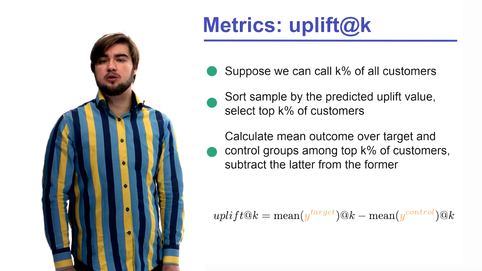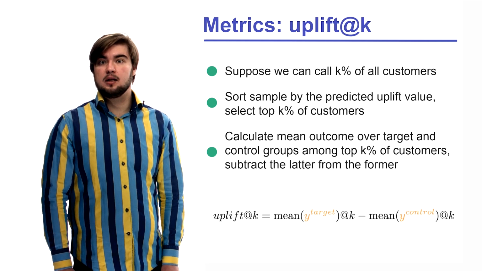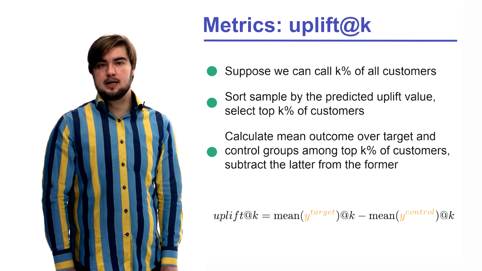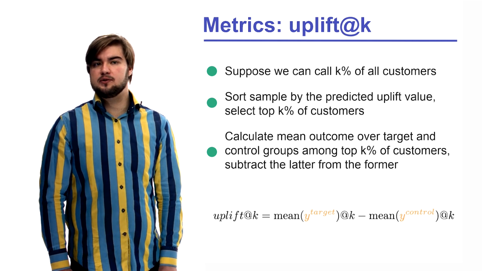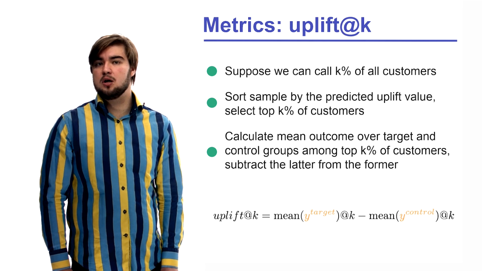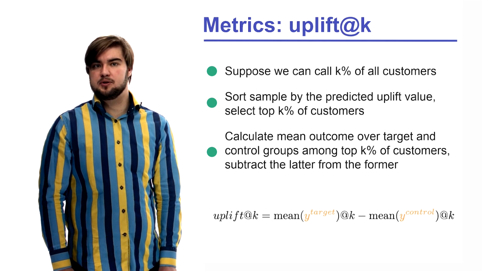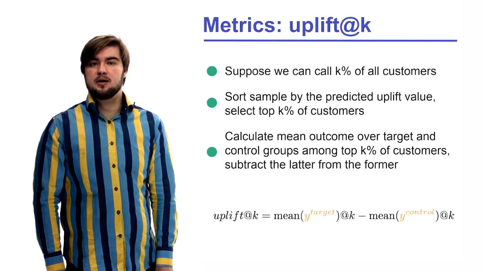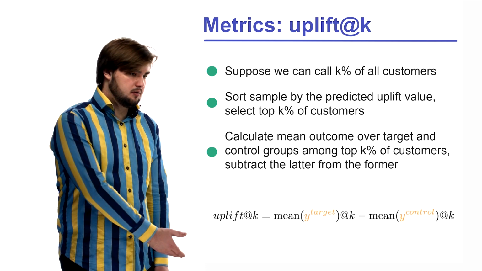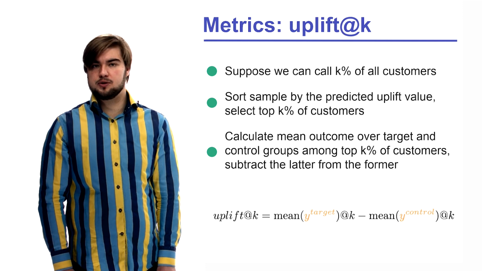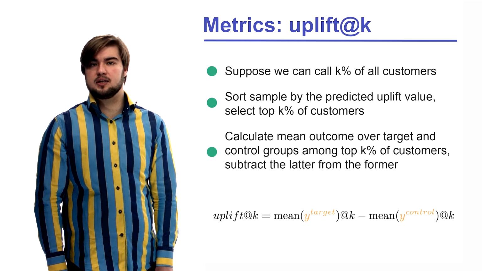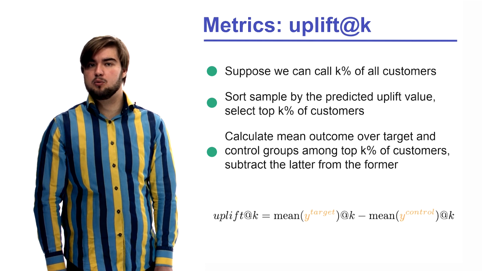Now, let's talk about the quality metrics for uplift modeling. Let's say we know that our call center can call k% of all customers. Then it is reasonable to use the uplift at k metric. To calculate it, we sort all clients by the value of the predicted uplift and select the top k% of clients. Among them, we consider the mean value of the target variable for target and control groups and subtract one from the other. The greater the value of uplift at k, the greater the effect of treatment with the client, and the better our model predicts.